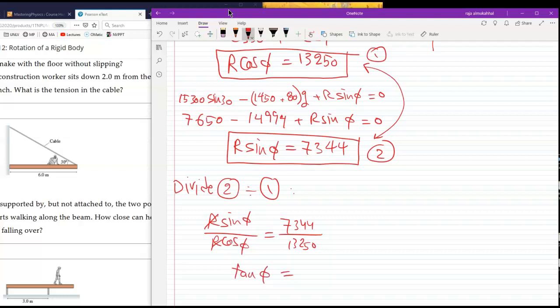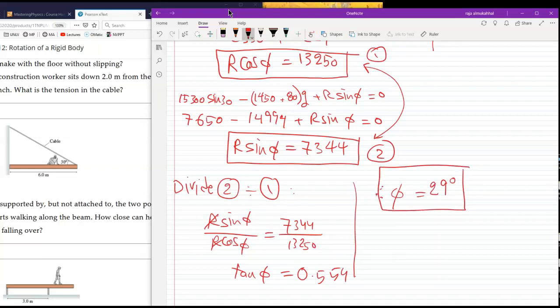Tan phi equals 1,3250. Again, I'm hoping I'm doing it correctly. I got 0.554. Therefore, phi is equal to, just take the tan inverse of this. How do I do this with my calculator? It goes shift tan of the answer. I got 29 degrees, almost exactly 29 degrees. There we go. Isn't that cool? So after all, it's not that scary.